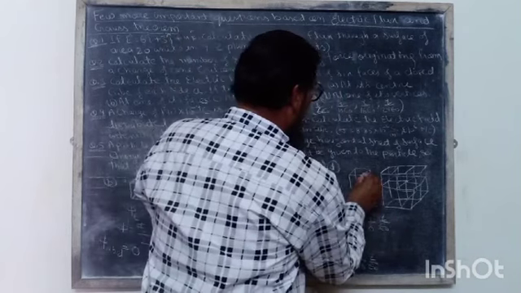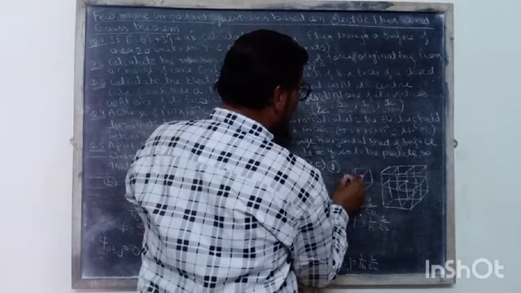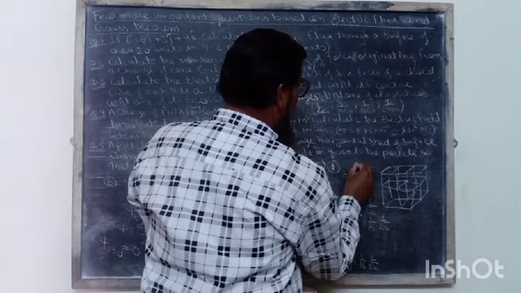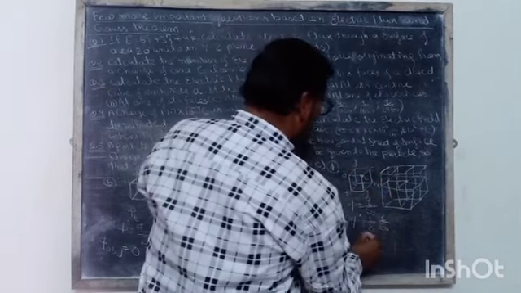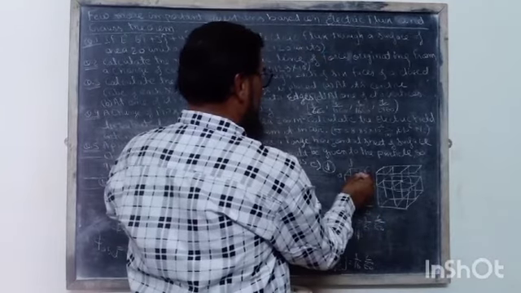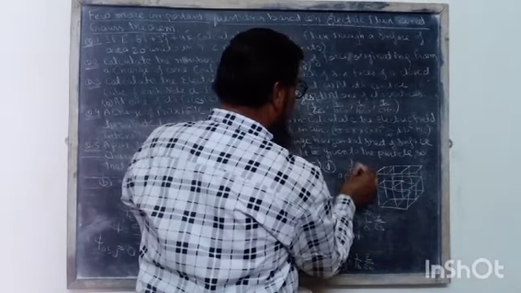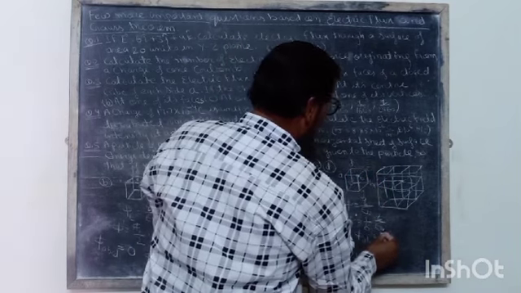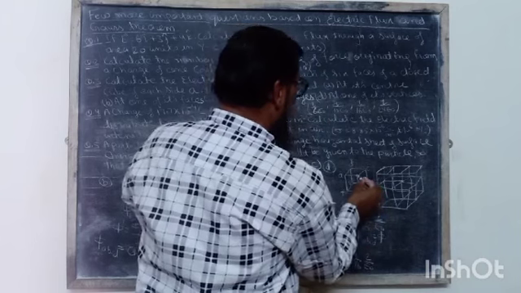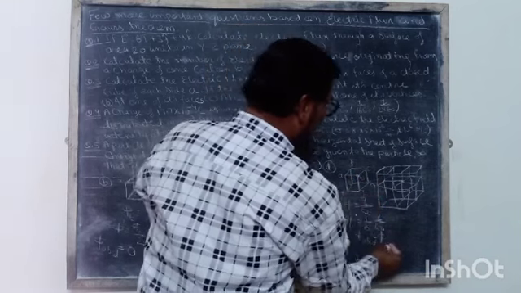Now this charge touches the 3 faces of the cube, just like that, A, B, C, D, E, F, G, H. So the 3 faces which are touched by the charge are A, B, C, D. This is touched by the charge, A, B, C, D, and the second is A, B, G, F.